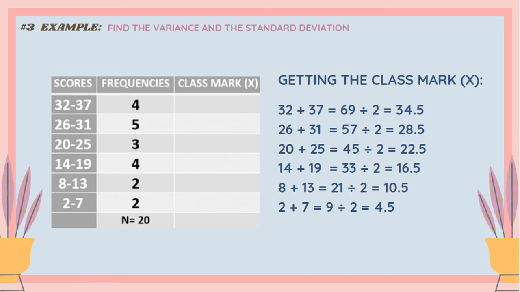And then solve for the class mark by adding the higher and the lower class limits and then dividing it by 2. So 32 plus 37 is equal to 69 divided by 2 is equal to 34.5. And then 26 plus 31 is equal to 57 divided by 2 is equal to 28.5. And then 20 plus 25 is equal to 45 divided by 2 is equal to 22.5, and then so on.